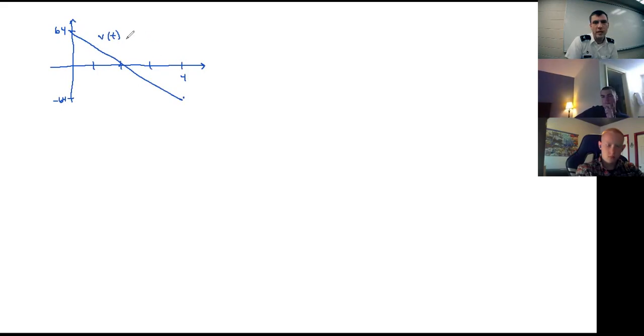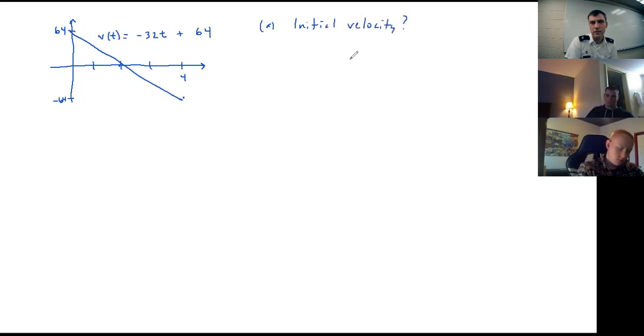Everybody all right with that? That's negative 32t plus 64. So A is initial velocity. Well, I can see that that's my y-intercept, right? So 64 feet per second.